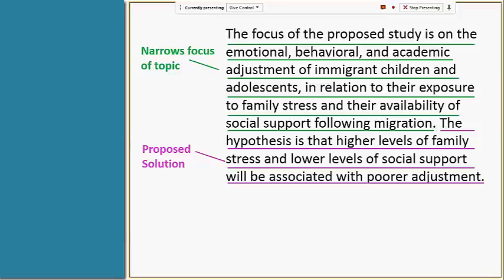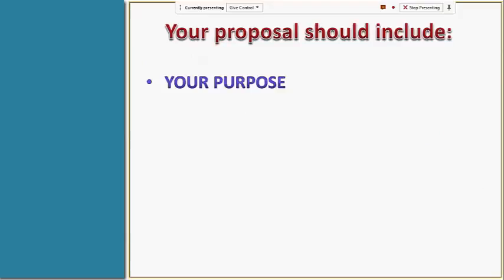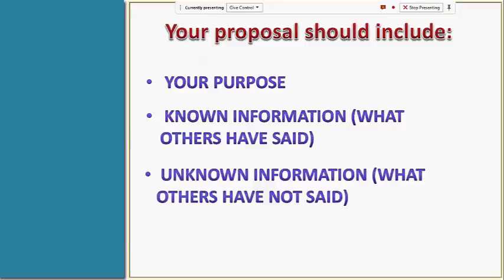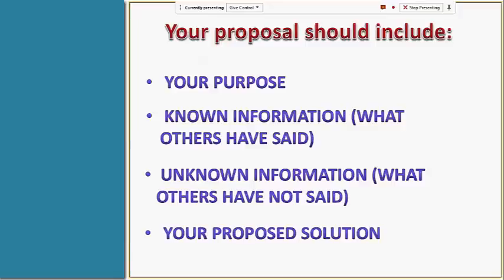So just to recap, both of these proposals included all of these elements, and no more than these elements too. There was no unnecessary information. So they had their purpose, their known information, what other people had said about their topic, and their specific topic. Unknown information, what others have not said, what there is a lack of, and they had their proposed solution, what they were going to do to fill this gap.